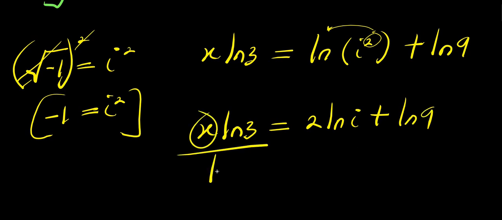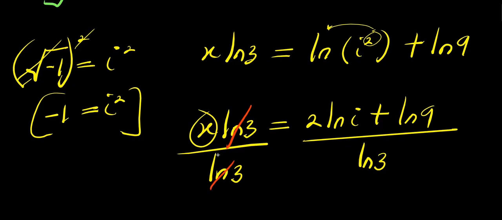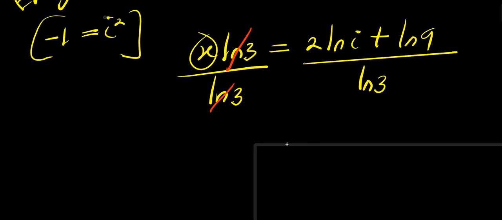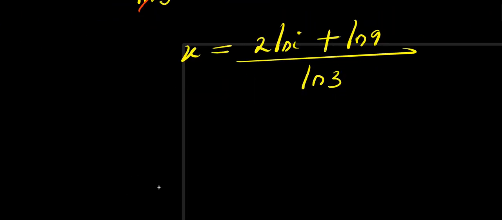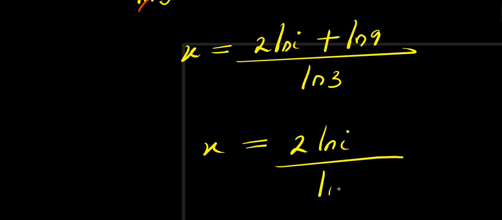Isolating x by dividing this by natural log 3. Dividing this by natural log 3. Let's cancel this. So what we simply have is x equals 2 times natural log i plus natural log 9 divided by natural log 3. So from here, we simply have x equals 2 times natural log i divided by natural log 3 plus natural log 9 divided by natural log 3.